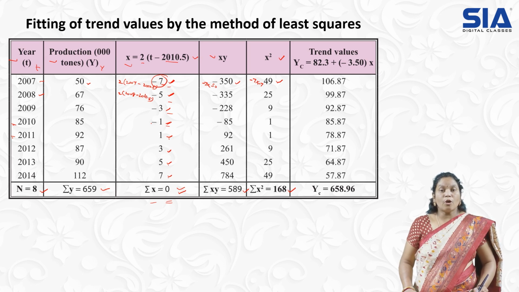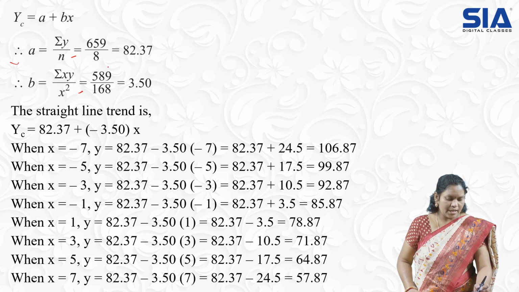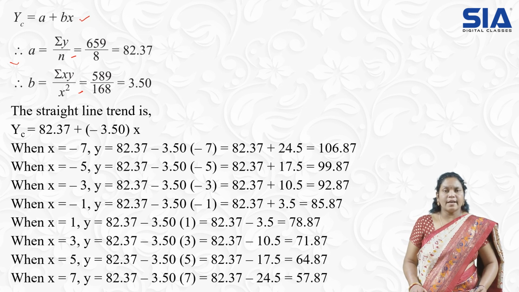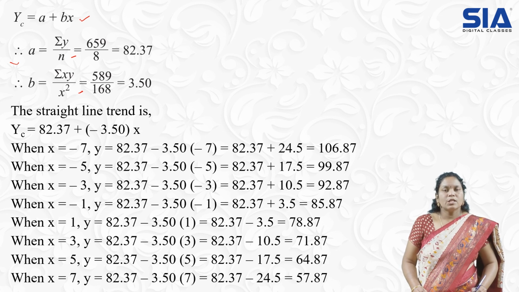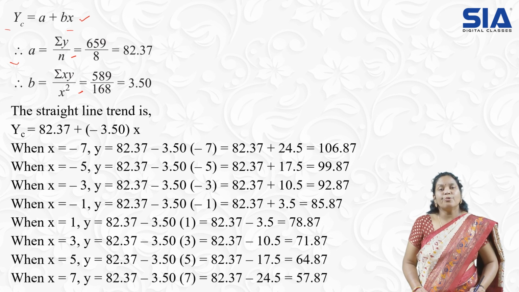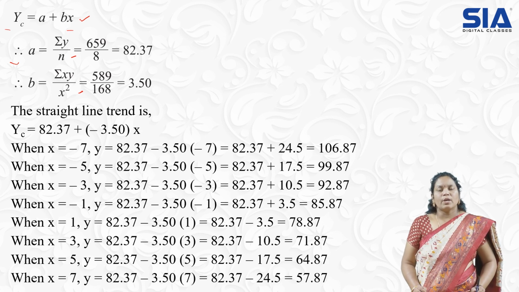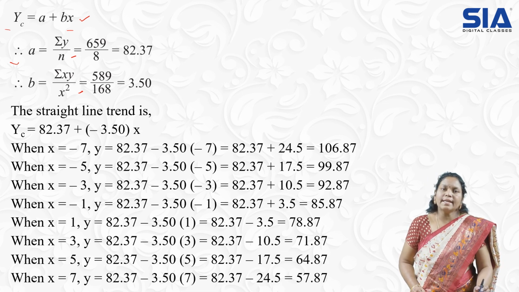Now let us go for obtaining our a and b values with the trend equation. To get that trend equation, that is yc is equal to a plus bx, we call this the straight line equation or least square equation. So that we need to get. x values and y values we have in our hand. We don't have a and b values, isn't it? So a and b values we need to find out. Just now we have done the totals. Let us substitute and get our a and b values.